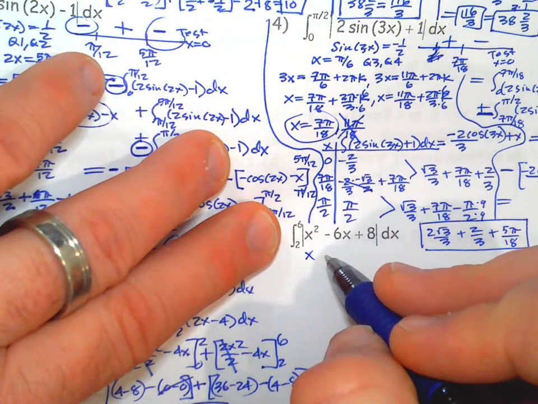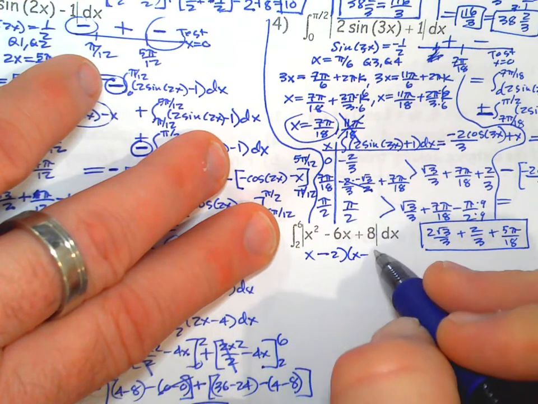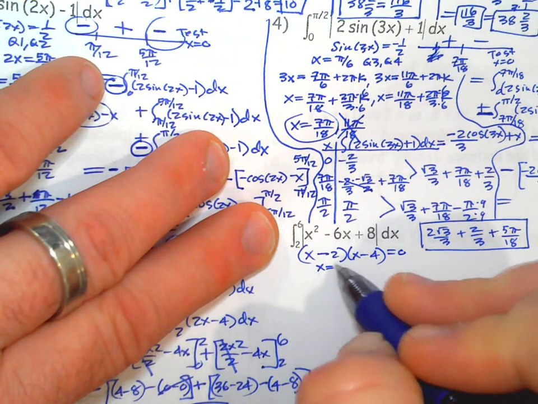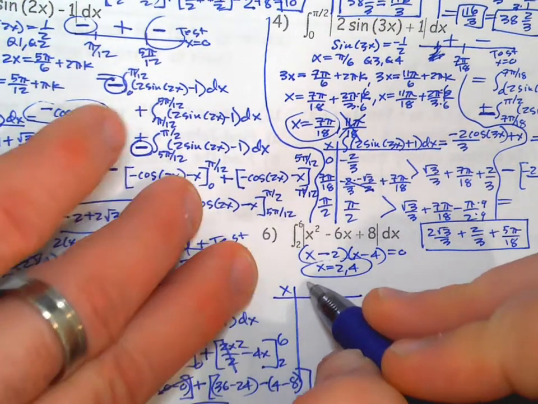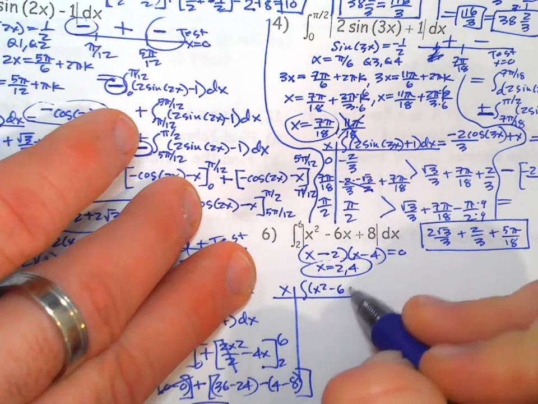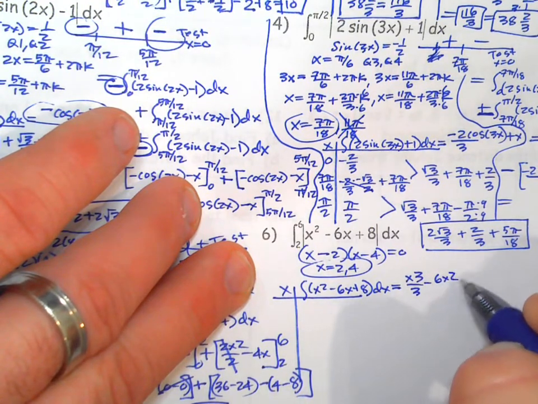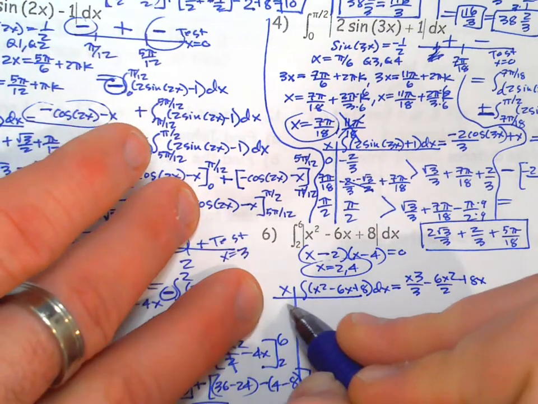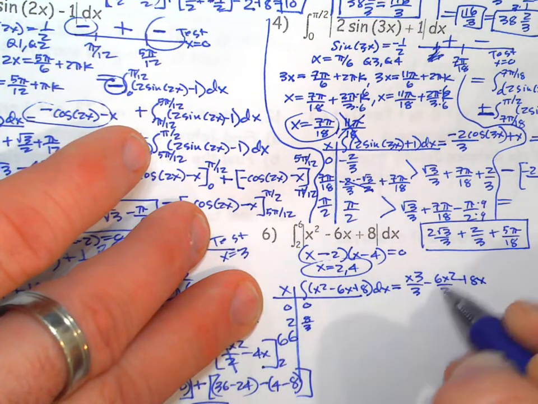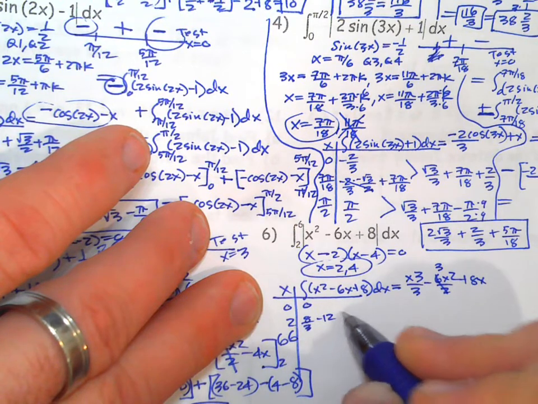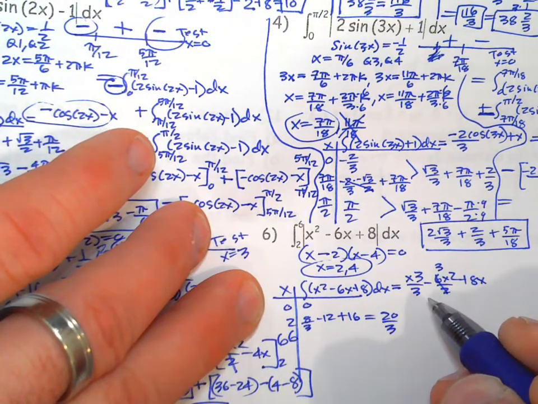Factor it. We're not going to be able to do this with geometry. We've got to factor it no matter what. So it's going to be minus 2, minus 4. Find the x-intercepts, because that's where we're going to break it up. Table, we could probably avoid the line check. Plug 0 in, get 0. Plug 2 in, get 8/3. Minus 12 plus 16, so that's 4, which is 12/3, is 20/3. Did that right.